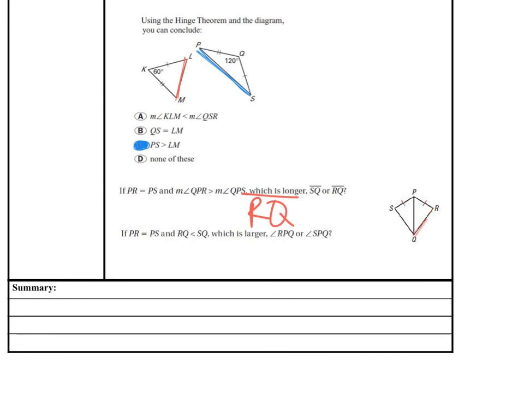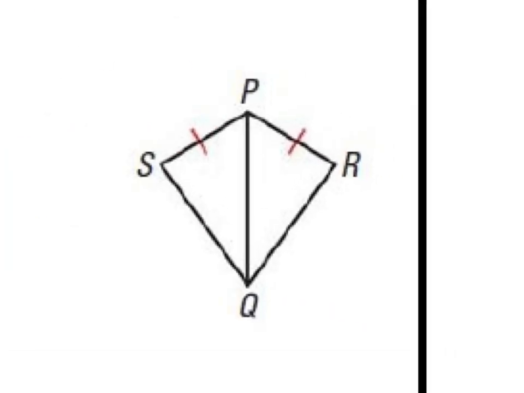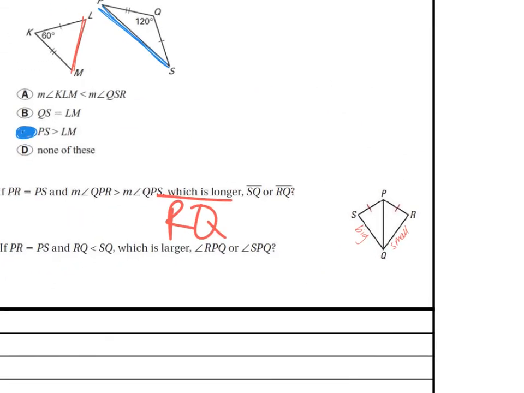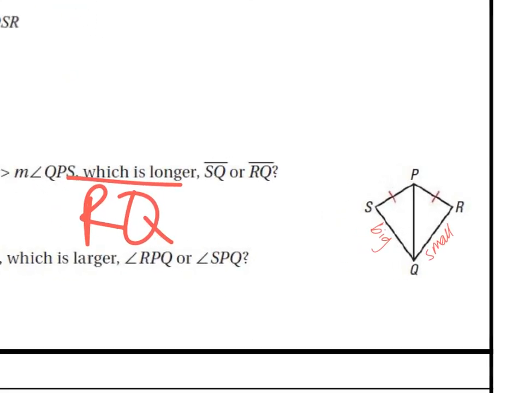So on the next one, if you know that RQ is smaller than SQ, so if this is the small side, and this is the big side, then which angle is larger? It's asking, so it'd be SPQ, because the one across from it is the larger angle.